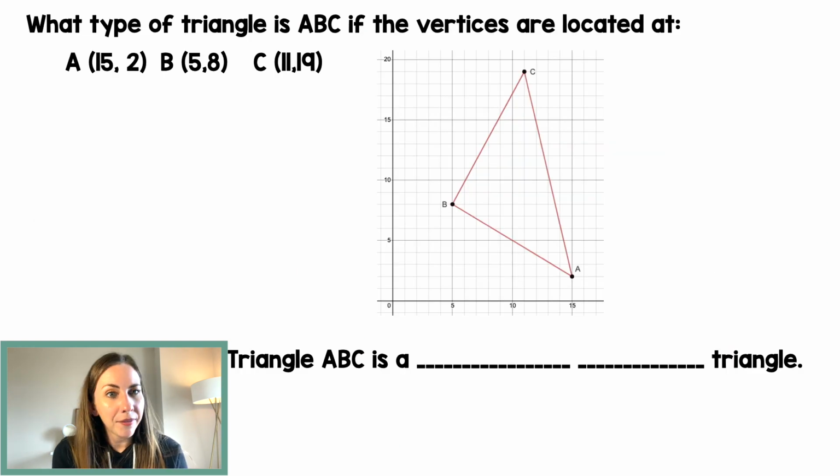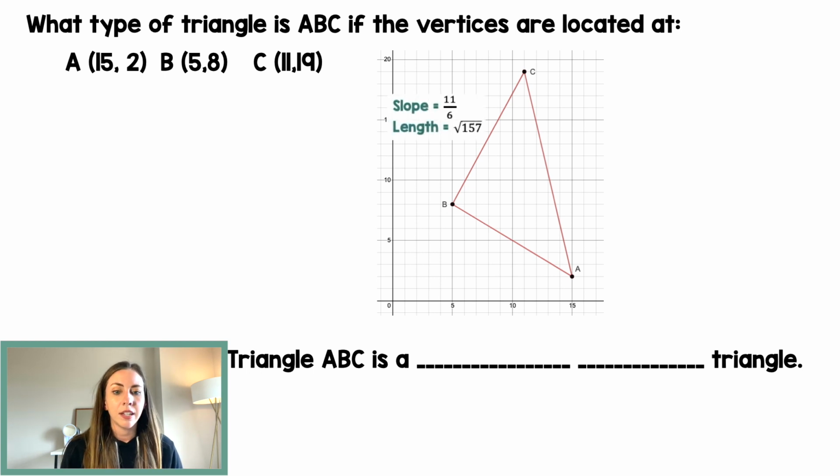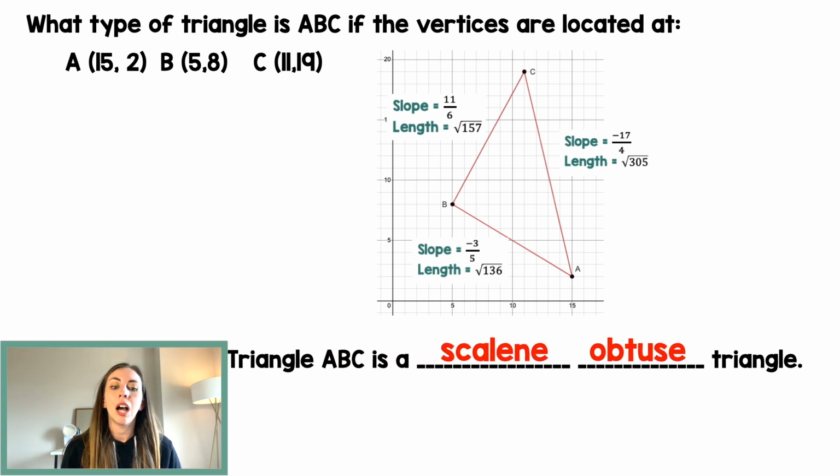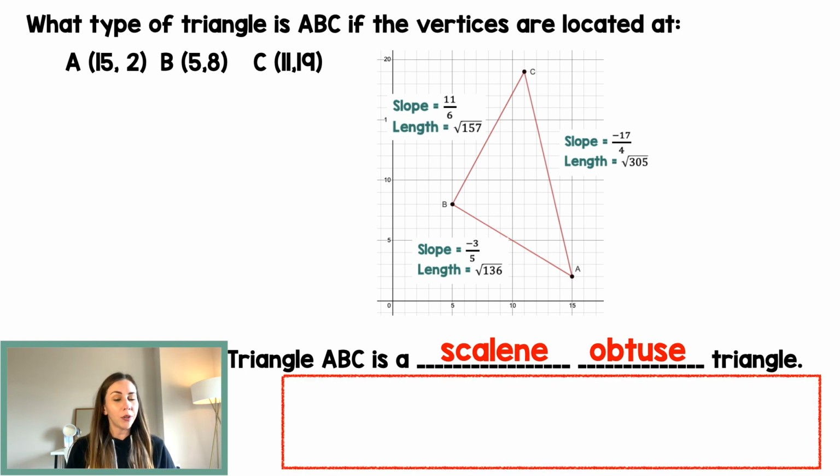So now that we have gone through all of that, we can make a final statement about what type of triangle ABC is. Every triangle that you categorize needs to be categorized based on its sides and based on its angles. So it needs to be categorized as either scalene, isosceles, or equilateral, and right, obtuse, or acute. Based on everything we know, we can say that this triangle ABC is a scalene, obtuse triangle. In the box, we're going to also write why.